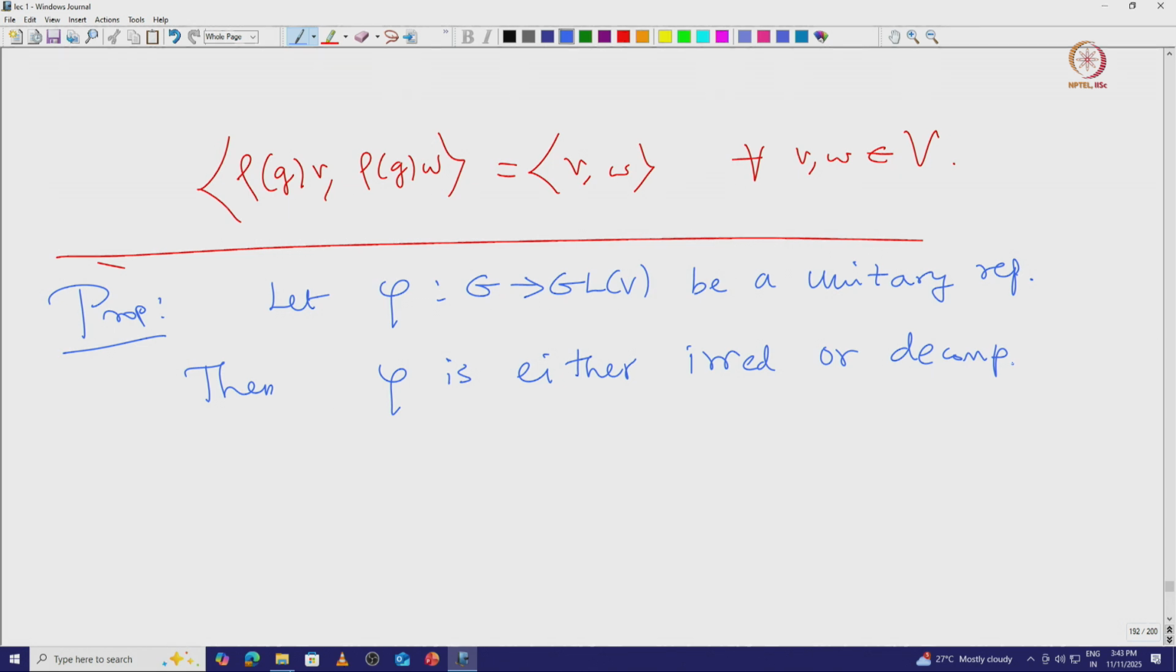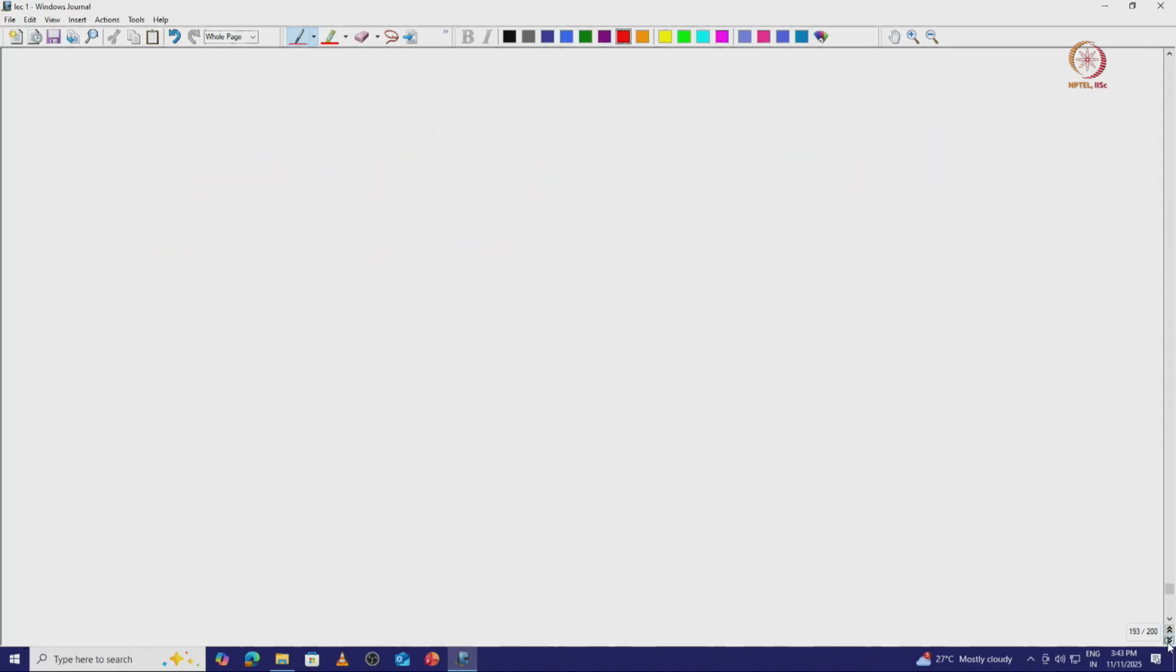So, how do we prove this? To begin with, if V is irreducible, then there is nothing to prove. So, here is the proof. Assume that V is not irreducible. Then we want to prove that it is decomposable. Because it is not irreducible, there exists a non-zero proper sub-representation, let us call it W.